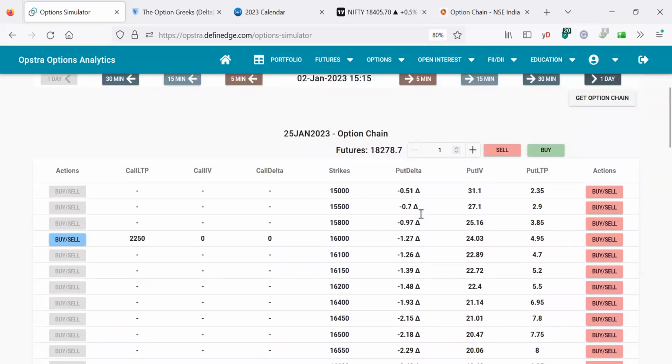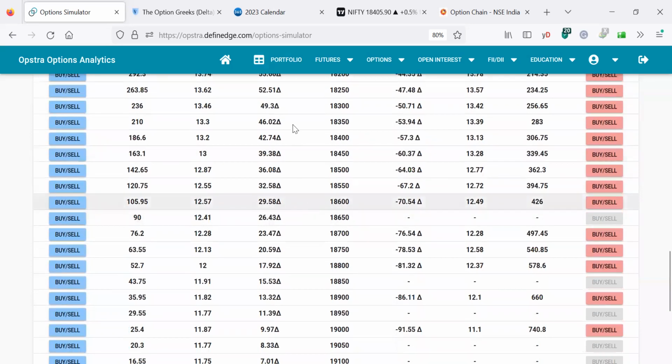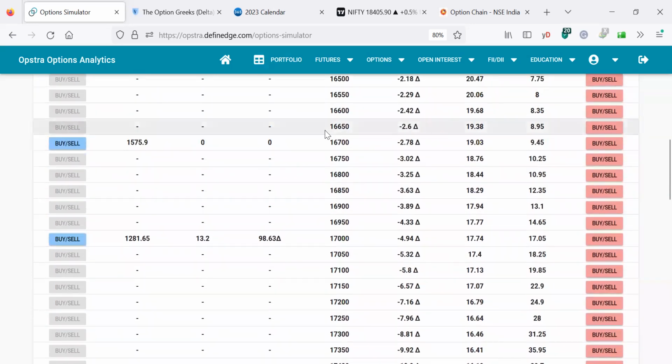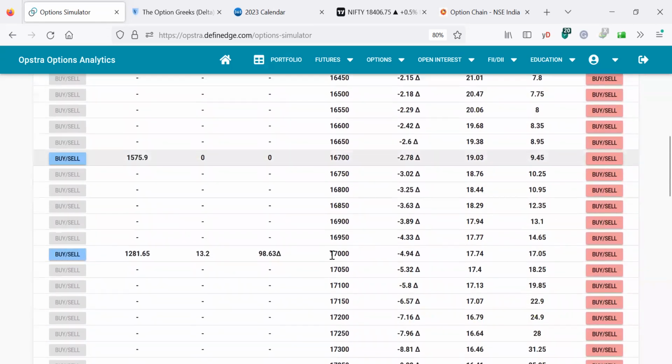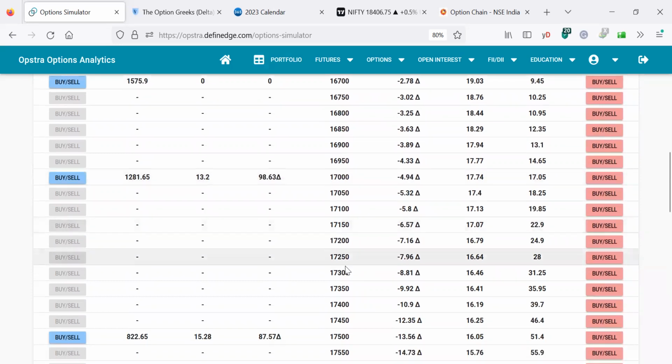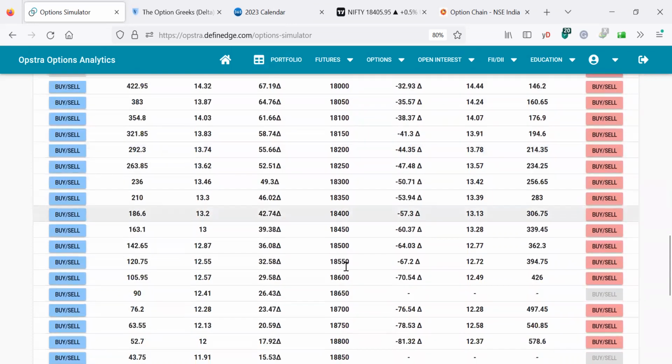So in this strategy, what I'm going to do is sell on the call side. If you check the columns near the strike prices, that is the call delta and this is the put delta. So again, coming back to the main topic, that is the delta neutral strategy, how we are going to do it. Let us understand that.